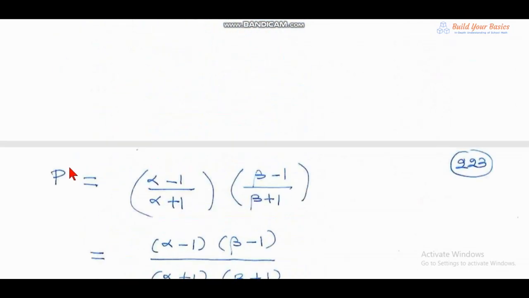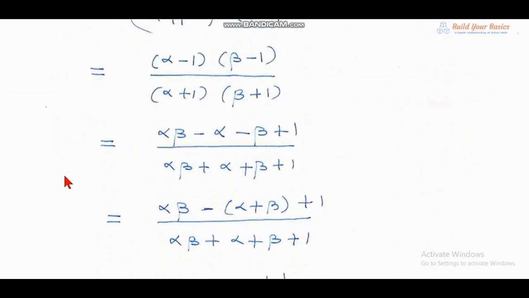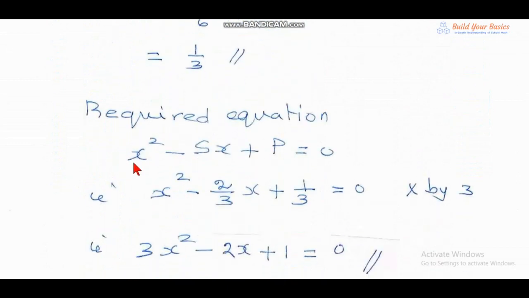So the value of P, the product of the roots, is known. What is the required equation? x square minus Sx plus P equal to 0. That is x square minus 2 by 3, which is the value of S, and 1 by 3 is the value of P. So x square minus 2 by 3 x plus 1 by 3 equal to 0.